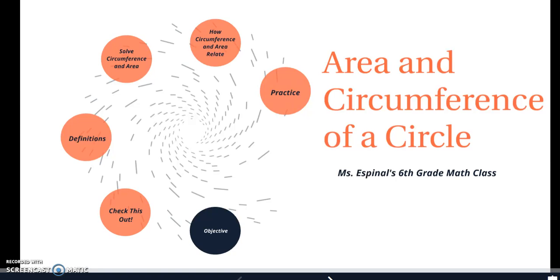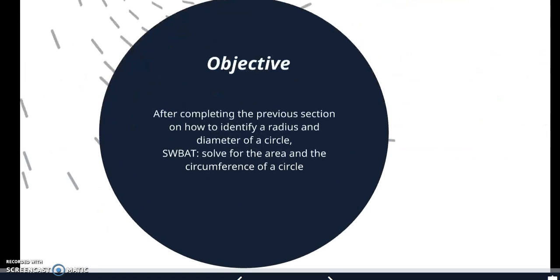Now let's start off with the objective of this lesson. After we've completed our previous section on identifying radius and diameter of a circle, you'll be able to solve for area and circumference of a circle.